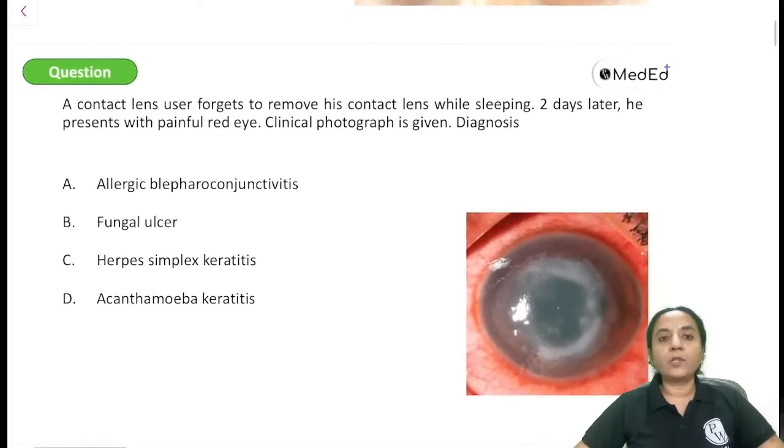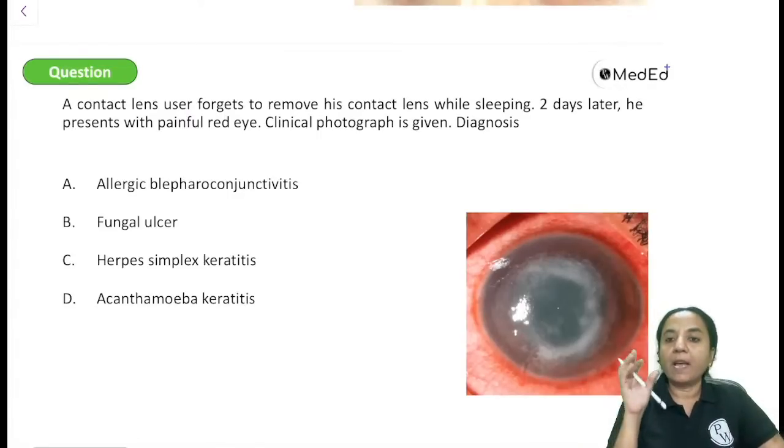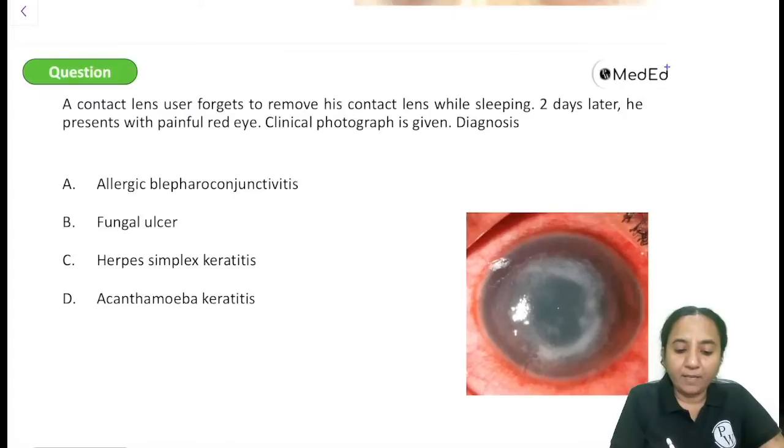A contact lens user fails to remove the contact lens while sleeping and develops a painful red eye after a couple of days. And this is the clinical picture that is given to us. So look at the clinical picture. So here, what are the keywords in the question? The keyword is that it's a contact lens misuser.